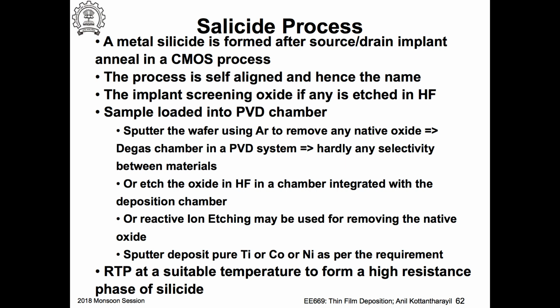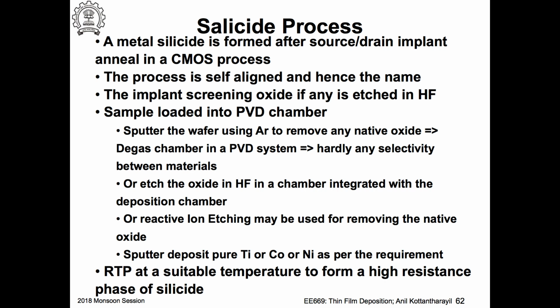The junctions are formed by ion implantation, which we will see later on. After the ion implantation, you have to do what is called an anneal to remove the damage, activate the implanted dopants, and so on. So the surface may get oxidized during that annealing process. So the oxide has to be removed. If you don't remove the oxide, then the metal would not react with the silicon and you would not get a silicide.